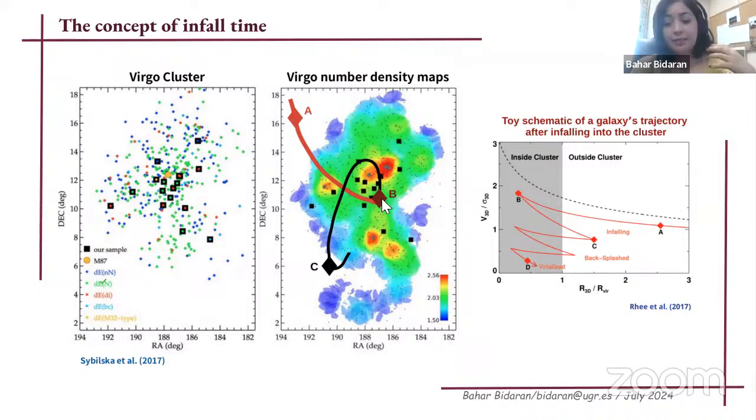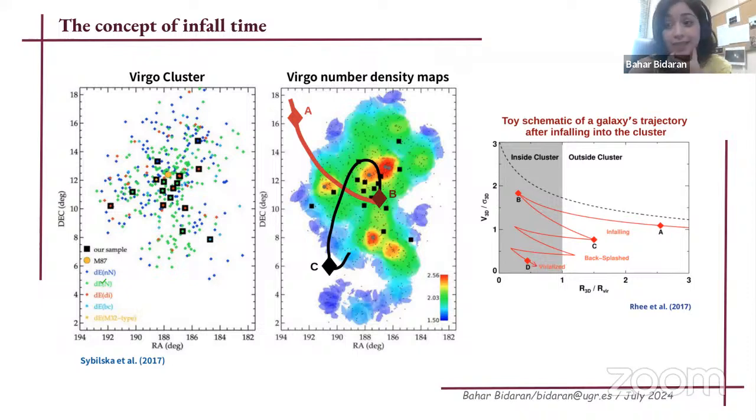The galaxy, depending on the initial kinetic energy it had and the trajectory it went through inside the cluster, may end up at point C, which is after the first pericenter passage, and we call these galaxies backsplash galaxies. So if you just look at the distribution, you would say, oh, this galaxy is out of the cluster, so it should not be affected by the environment, which in reality, it has been affected by the environment, and it's just there because it has gone through the first infall phase inside the cluster. And this back and forth continues until, depending on the kinetic energy of your galaxy, it ends up in the virialized zone, which is somewhere near the center of the cluster.